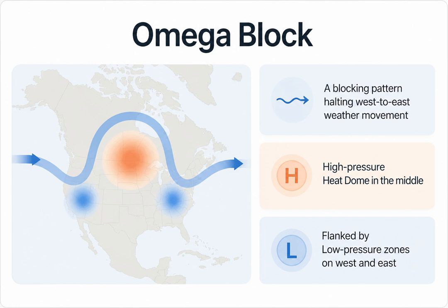A famous example is the Omega block. Named because the jet stream's path resembles the Greek letter omega, it features a massive high-pressure heat dome anchored in the middle, flanked and locked in place by two stubborn low-pressure zones on its east and west sides.